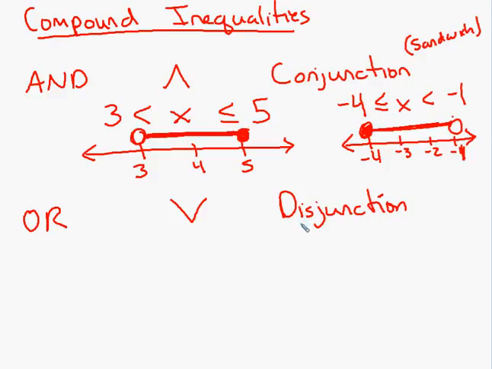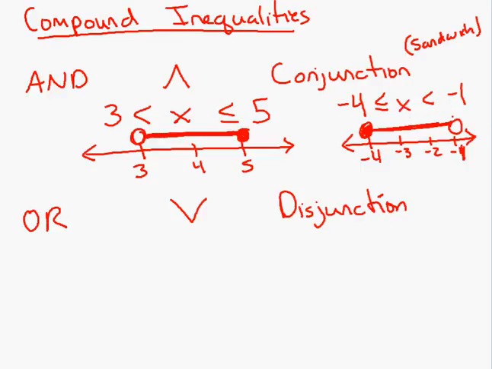Where does the "and" and "or" come in? I'm about to show you that. This one does have an "and" because we read this as 3 is less than x, and x is less than or equal to 5. That's how we actually read that. Or for short, 3 is less than x is less than or equal to 5. And this one we would read, negative 4 is less than or equal to x, and x is less than negative 1.